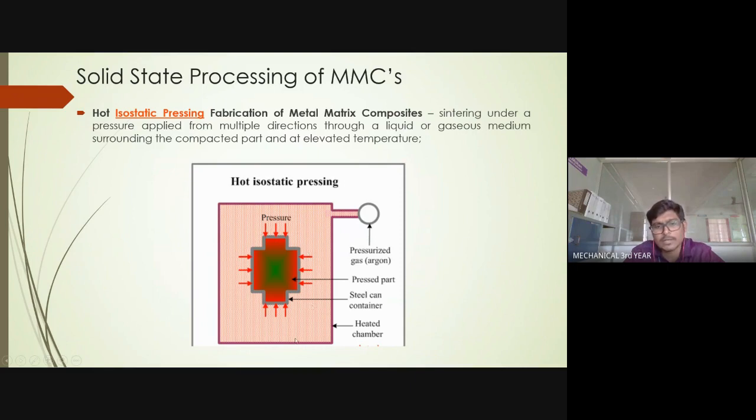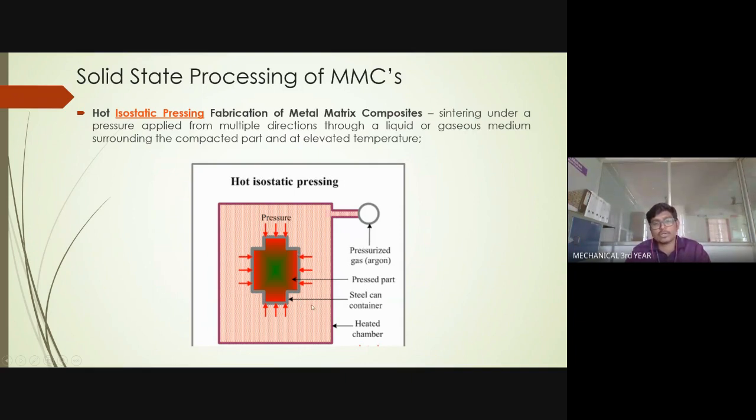So this is the thing. This is the surrounding, into which the gas pressure is being infiltrated, and the pressure is applied in all directions in an even manner. The product is completely surrounded with pressure, and this is happening in a closed chamber which is subjected to heat. So here you can see a heated chamber. Heat is applied from one end and pressure is applied from all the other directions.